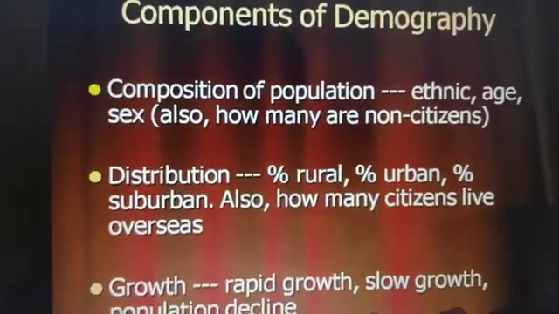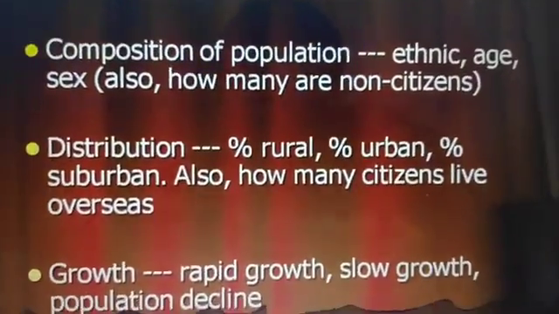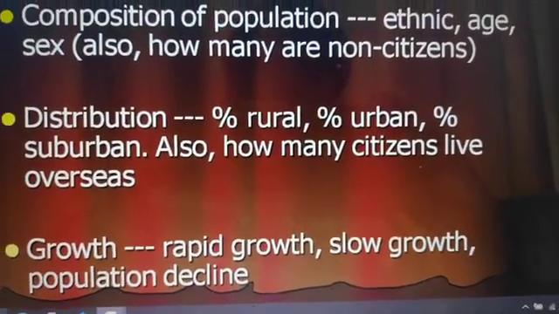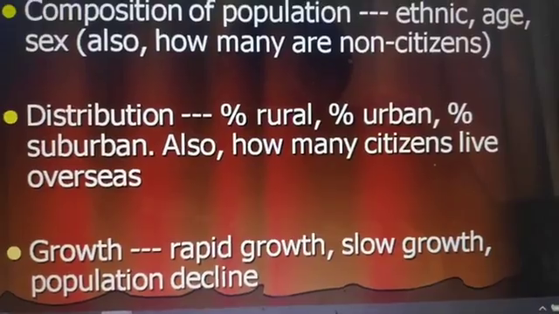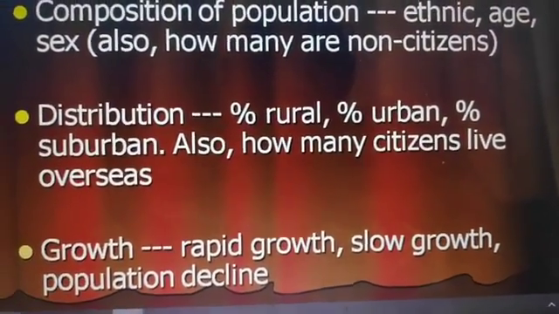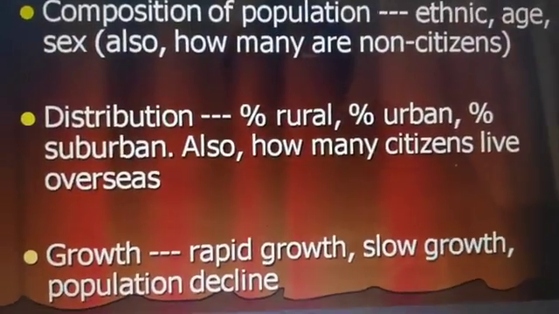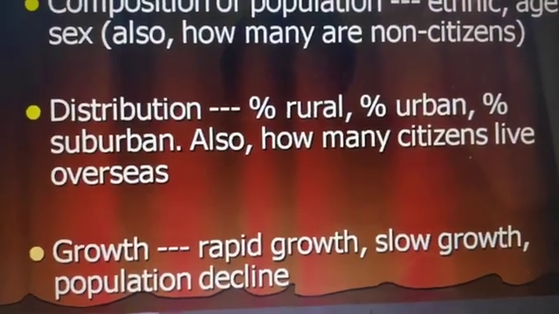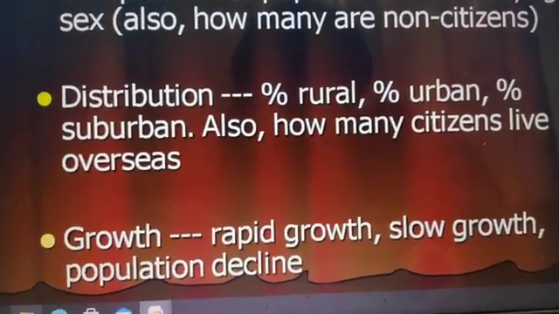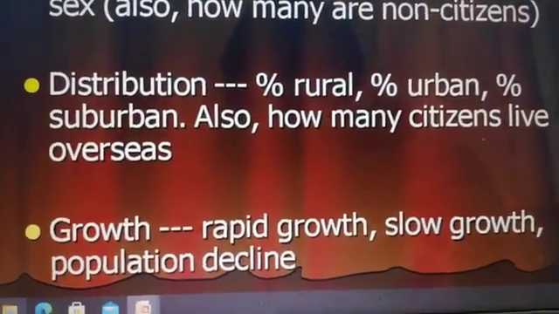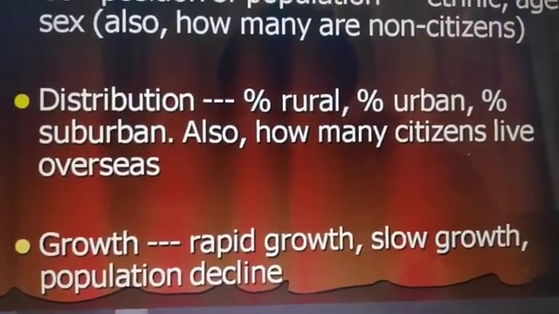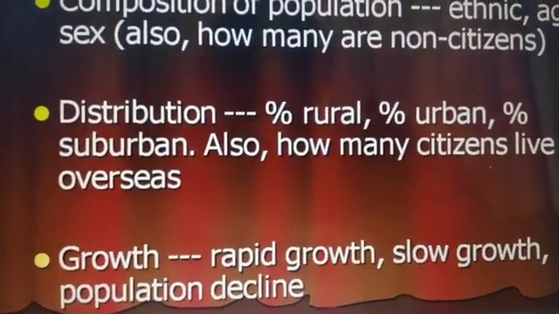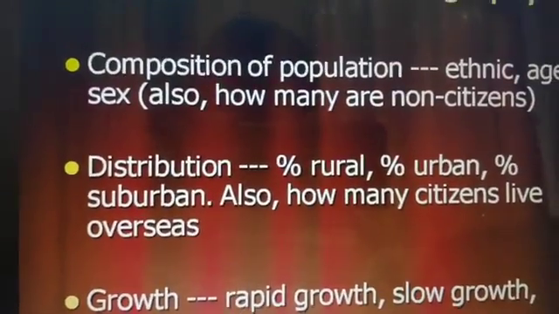And then, dear students, there is a third term called growth, because this is the most important thing. We always talk about the growth of population, increase of population, decrease of population. Growth means there is rapid growth, or slow growth, or the population is in decline. So these three terminologies you have to deal with in the components of demography.